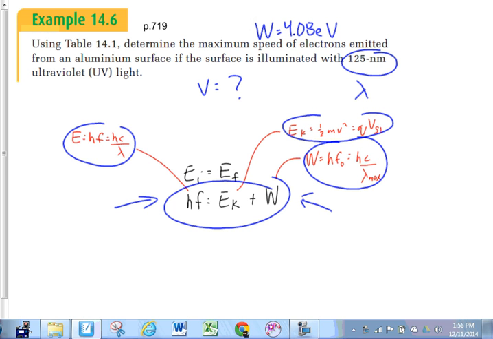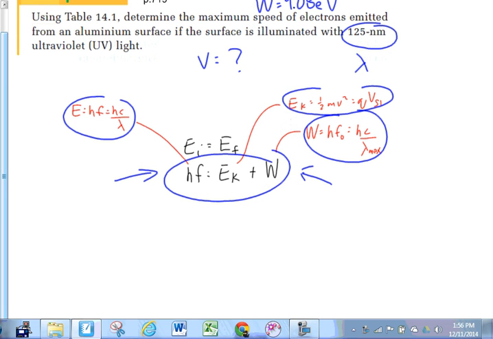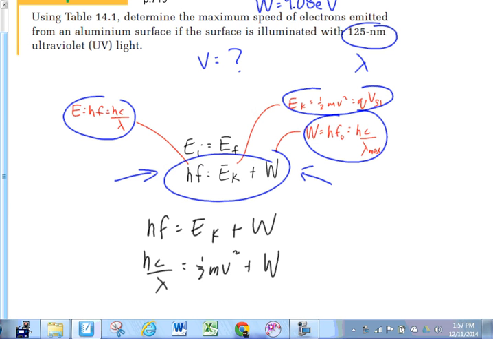Okay, let's try it here. We have hf is equal to EK max plus W. We don't have the frequency, but we've got the wavelength, so let's replace hf with hc over lambda. We want to find the maximum speed. Well, kinetic energy is 1/2 m v max squared. And we've got the work function, 4.08 electron volts. Okay, good. You want to find v here.